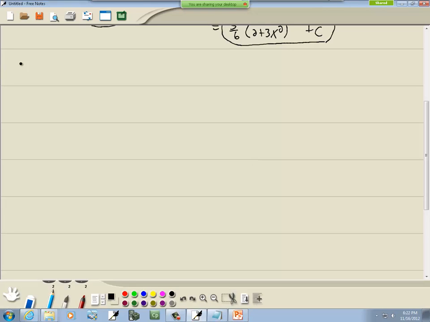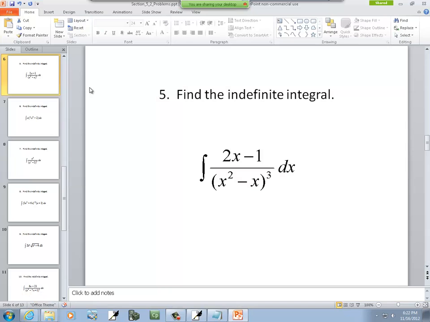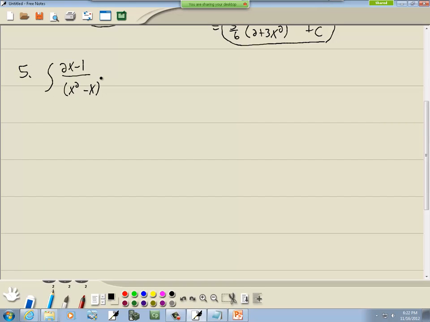Let's look at this one. The integral of 2x minus 1 over x squared minus x to the 3rd power dx. Our guidelines: if you have parentheses to a power, which we do down here, then let u equal to what's inside the parentheses. So u is equal to x squared minus x. The derivative of that, du, will be 2x minus 1. And then we have to throw on a dx.